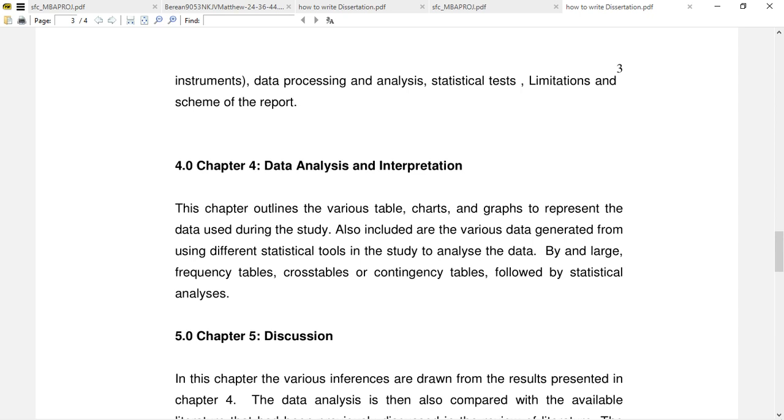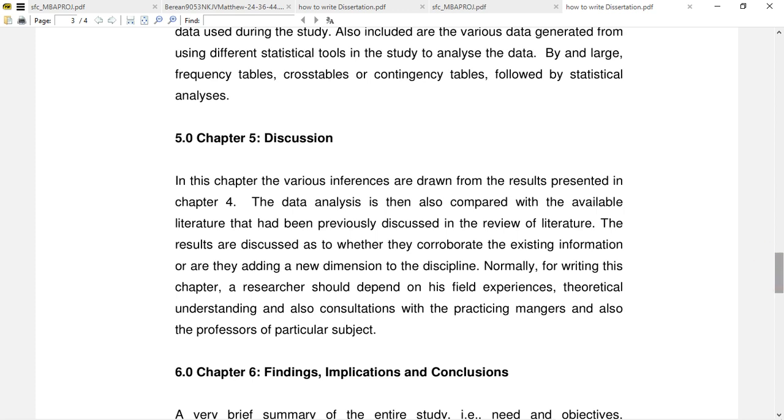Mention all of them, present all of them, interpret them properly, right? You might present frequency tables, cross tables, or contingency tables, or matrices, followed by statistical tests, interpret them, and draw inferences. And then chapter 5 is all about discussions. So most of the inferences are brought here in chapter 5.